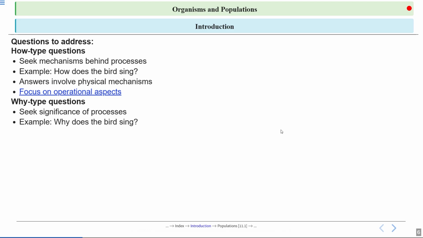An example of a why type question is why does the bird sing? This question encourages us to explore the purpose or function of the bird singing. A bird might be singing to attract mates or to mark a territory. Now, the answers to why type questions involve purpose and function. Here we are looking at the evolutionary or adaptive reasons behind this process.